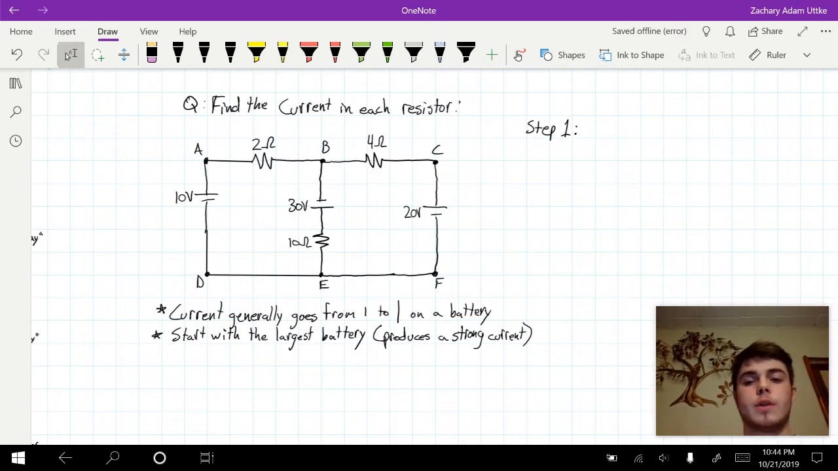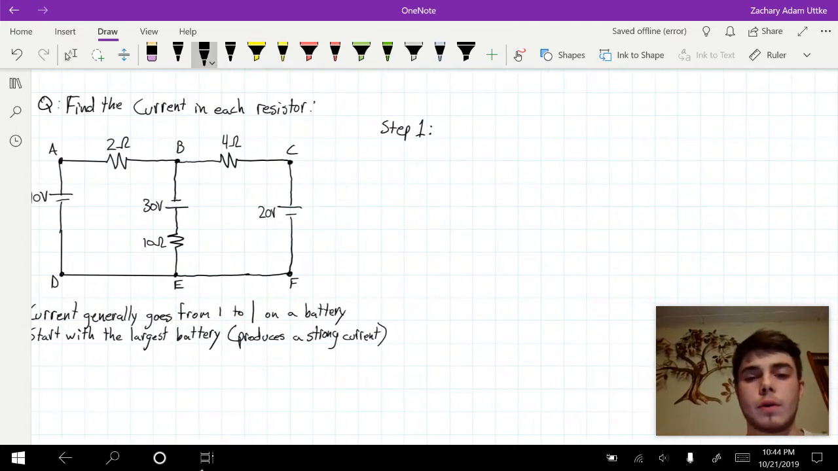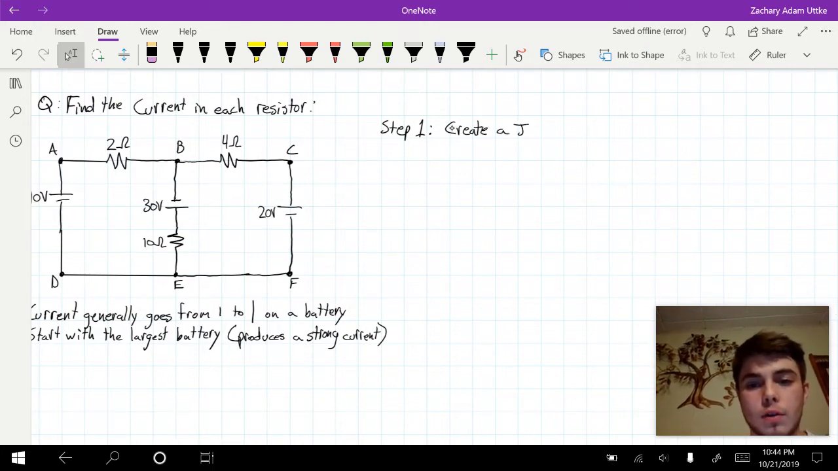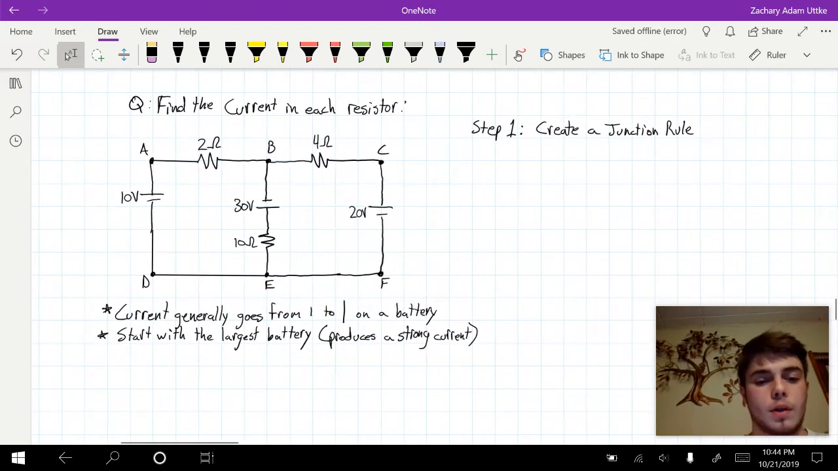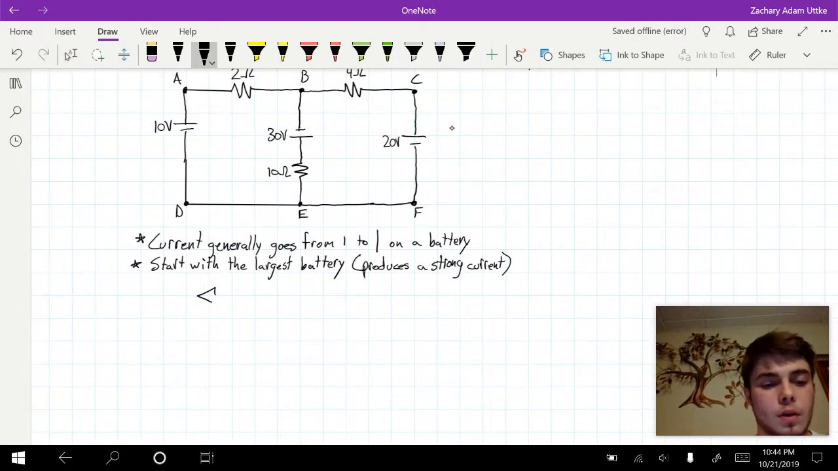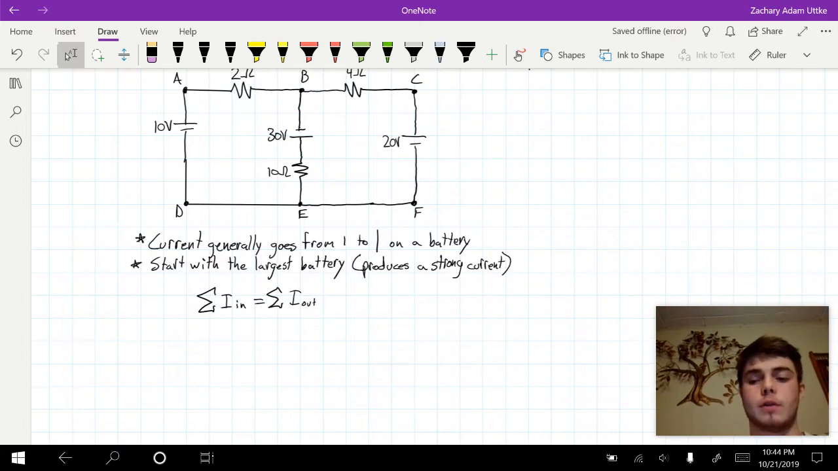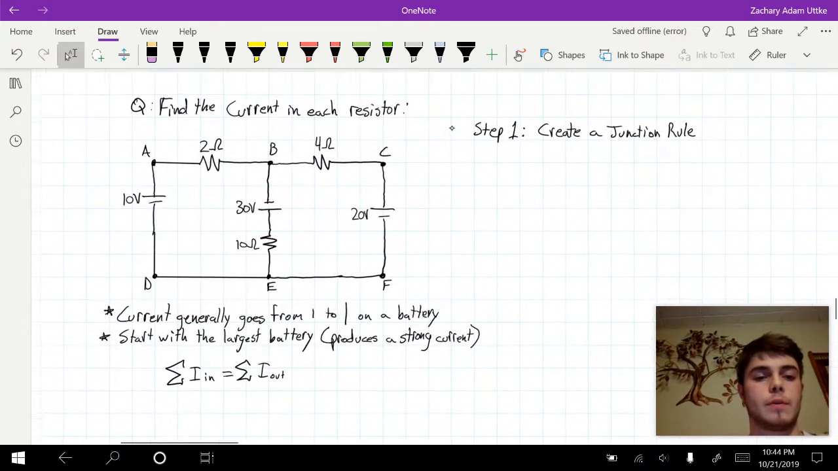The way that I would start is with step one, create a junction rule. So this is one of Kirchhoff's rules, and it's basically I in, so the current going into a junction equals the current going out of a junction. So the sum of the currents in equals the sum of the currents going out.